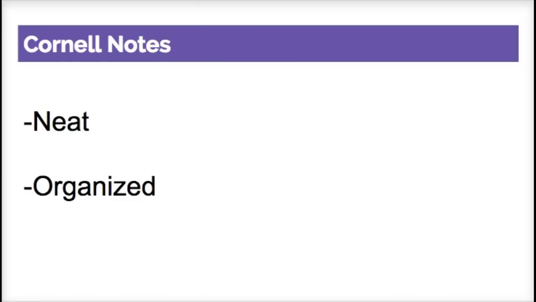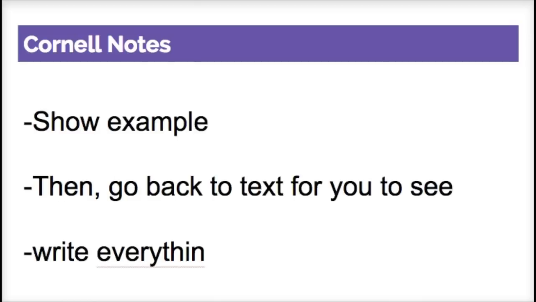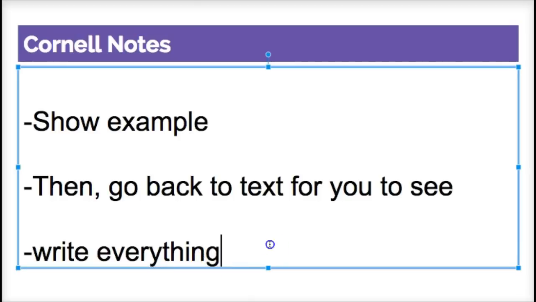We are going to use a Cornell note format for taking the notes this time, and I know you kind of worked on that in English a little bit, so it should be sort of familiar. But just make sure they're neat and organized. This one has lines, so it should be pretty easy. I will show you an example, and then I will go back to the text for you. Make sure you write everything, but I will go back so you can see the slide version, so it's a little bit easier to copy down.